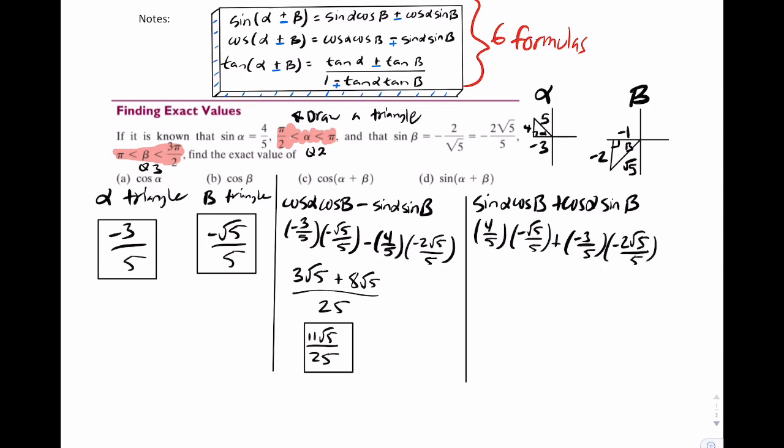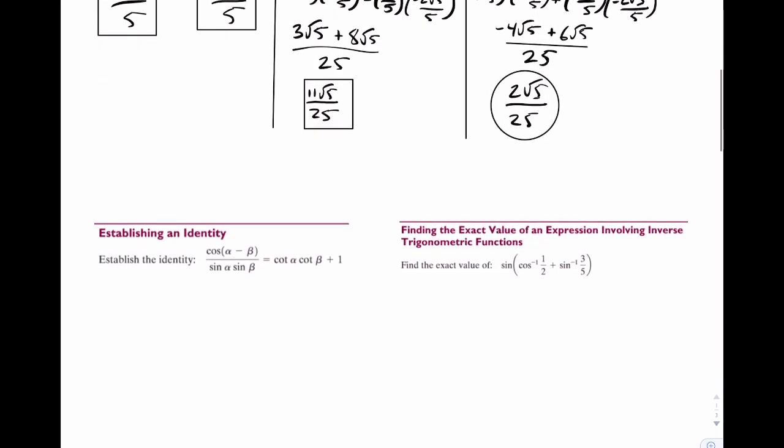Again, that's sine alpha cosine beta plus cosine alpha sine beta. Now multiply it. That's negative 4 root 5 plus 6 root 5 all over 25. If you do it right, the denominator should always match here. And that's 2 root 5 all divided by 25. And there it is. Let's go to our next example.